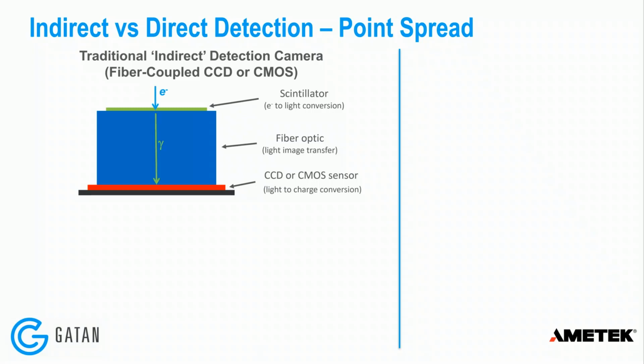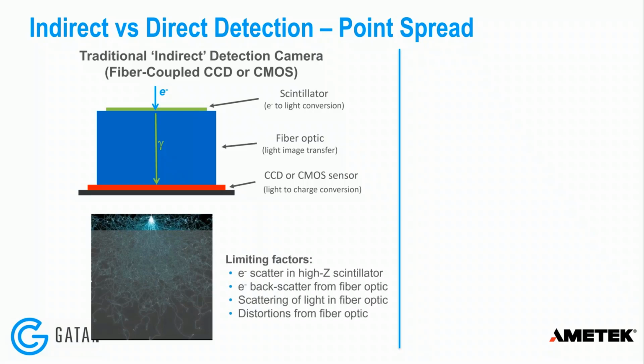So you have a fast electron incident on the scintillator, which generates photons. The photons pass through the fiber optic and then interact with the CCD or the CMOS sensor. That's how we deal with our information transfer. There are a few disadvantages with this approach.